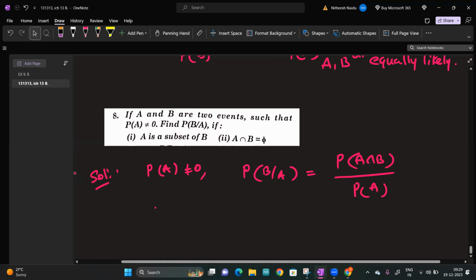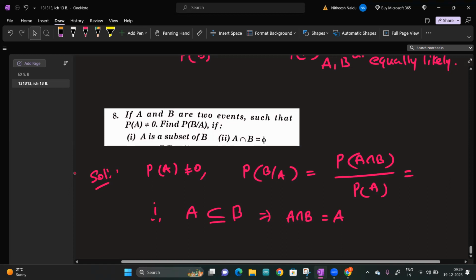In the first case, they said A is a subset of B. You have to write it like this: A is a subset of B. So what is A intersection B then? It is A, because A is the smallest set. If A is a subset of B, A intersection B will be A.